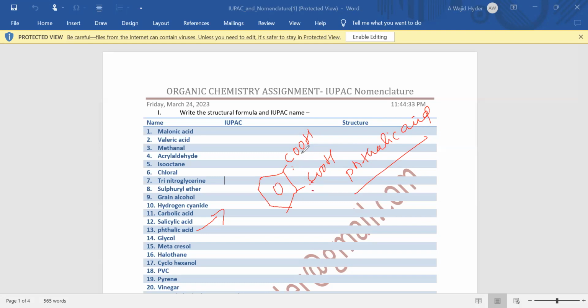If it is 1,3, then it will be isophthalic acid. And if one COOH is on the first carbon and the second COOH is on the fourth carbon atom, that is para. That is called terephthalic acid. So phthalic acid is 1,2, isophthalic acid is 1,3, and terephthalic acid is 1,4. Just the position of COOH will be different, and accordingly, names will change. Is this all okay?